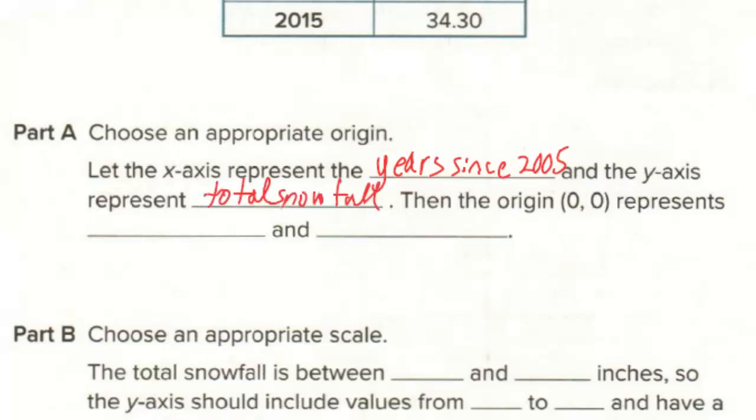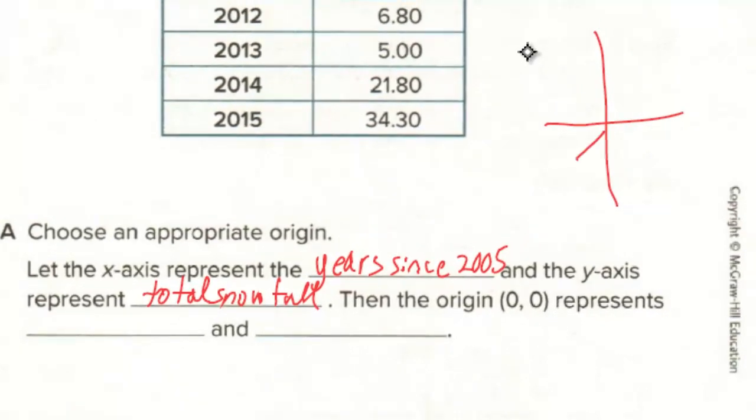So if we have this set up, the origin, which would be right here, would be 0, 0. That represents the year 2000, so actually 2005. So years since 2005, so 0, 0 would be year 2005 and 0 inches of snow. So if this was a point on the table, the first 0 would represent 2005, and the second 0 right here would be 0 inches of snow.